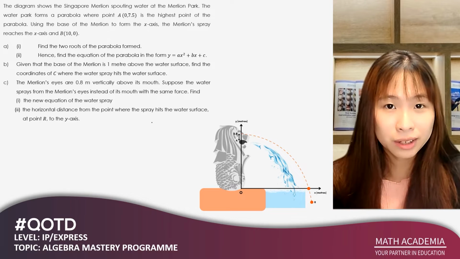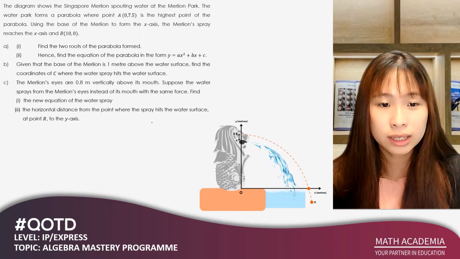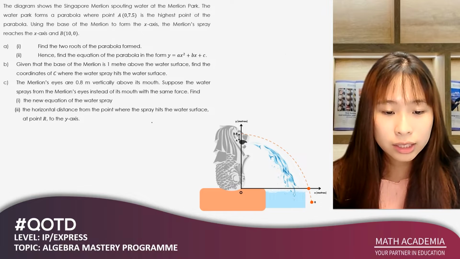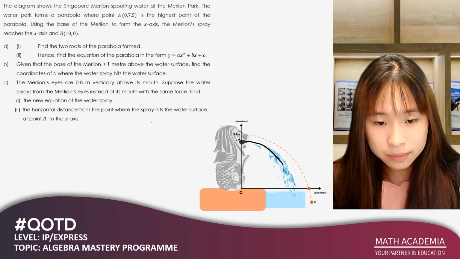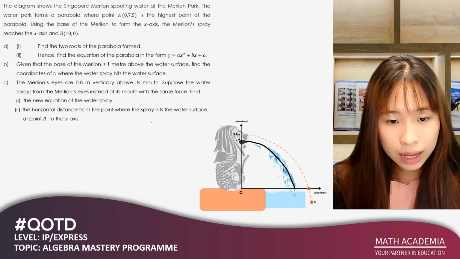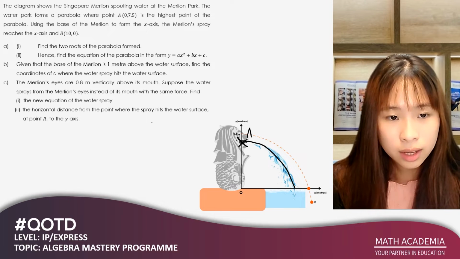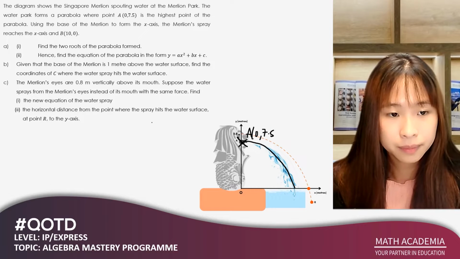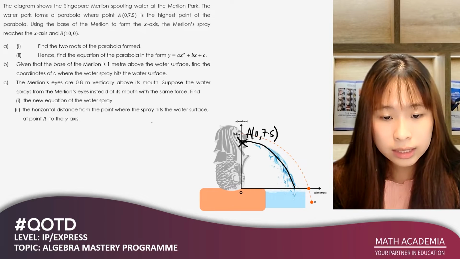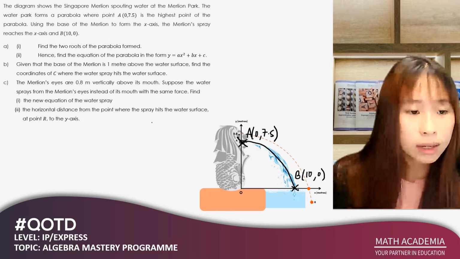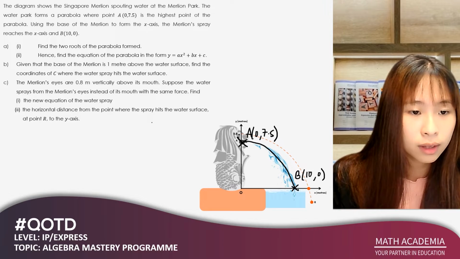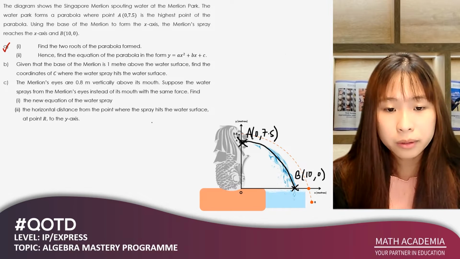If you were to observe the Singapore Merlion spouting water at the Merlion Park, it actually follows a parabola with an equation that looks like this. They said that A, which is the highest point, has coordinates (0, 7.5), and where it hits the x-axis has coordinates (10, 0). So let's look at part A together. Find the two roots of the parabola formed.